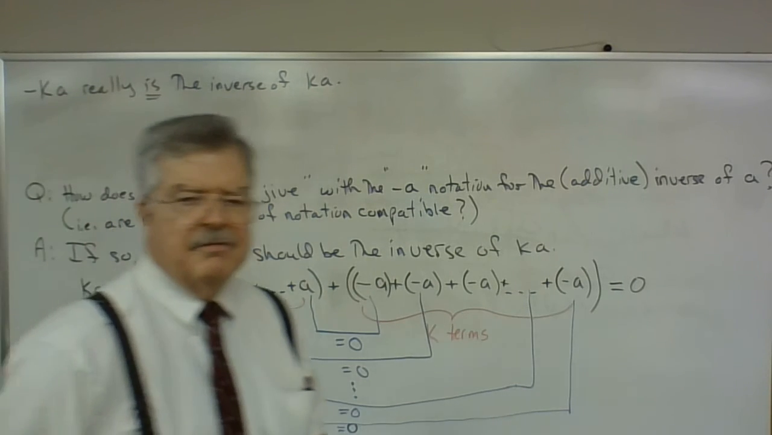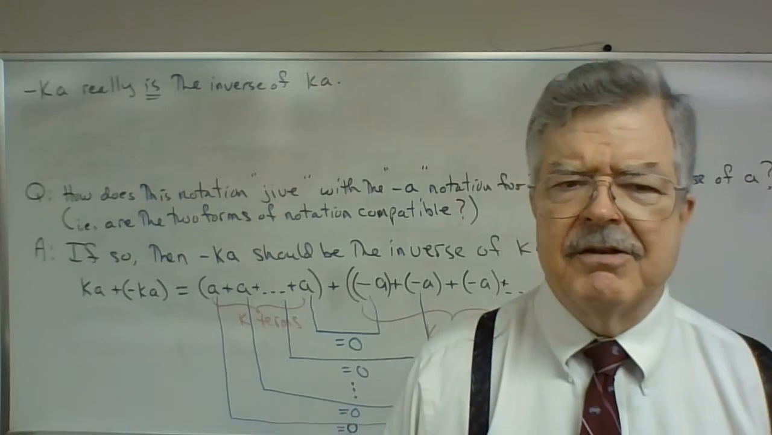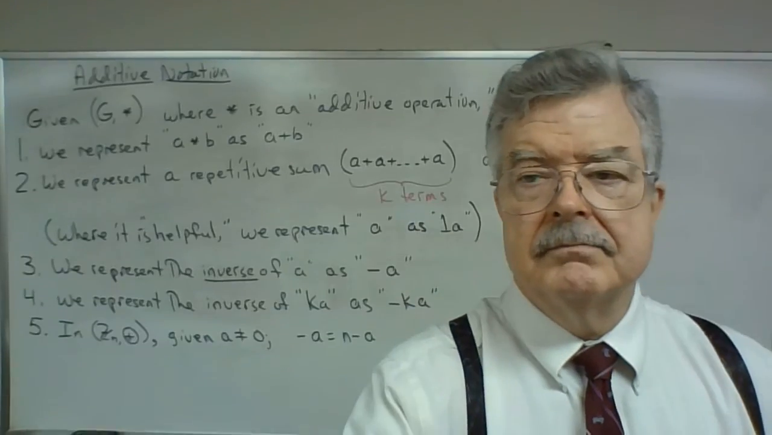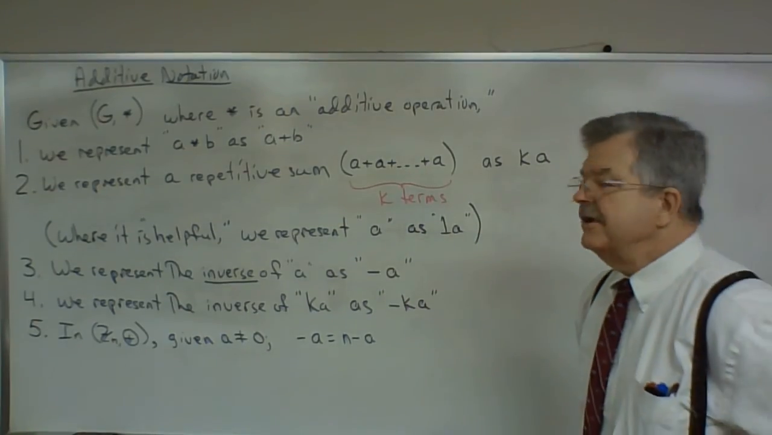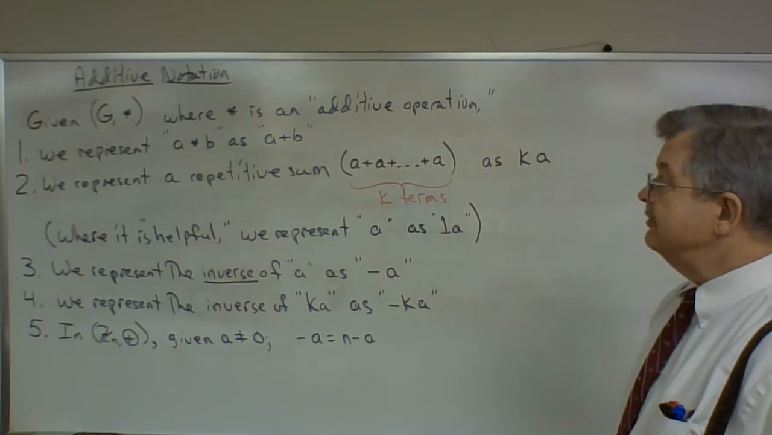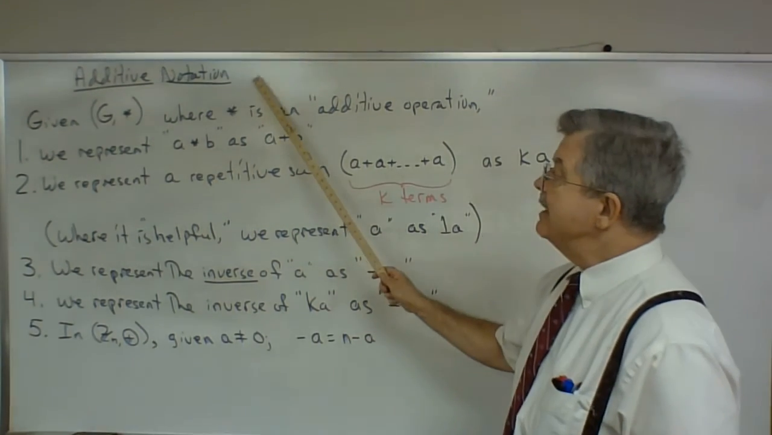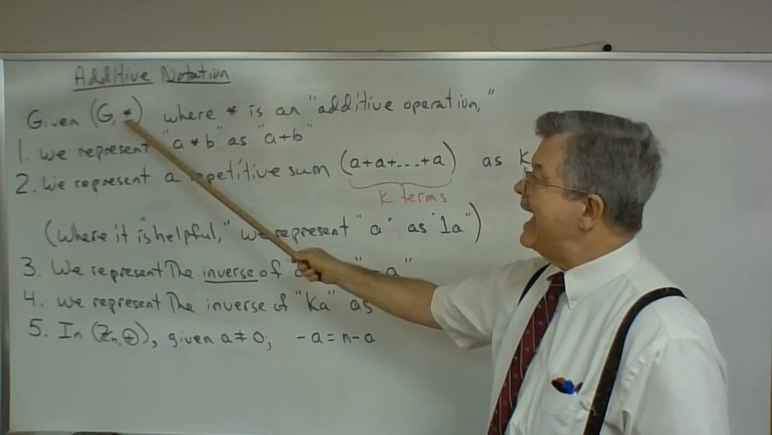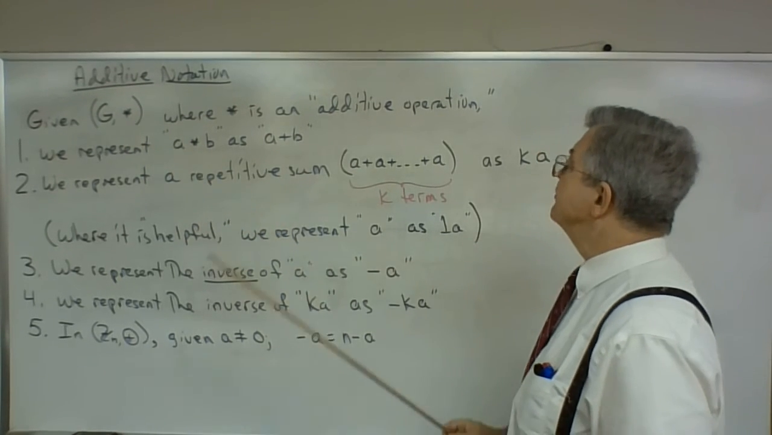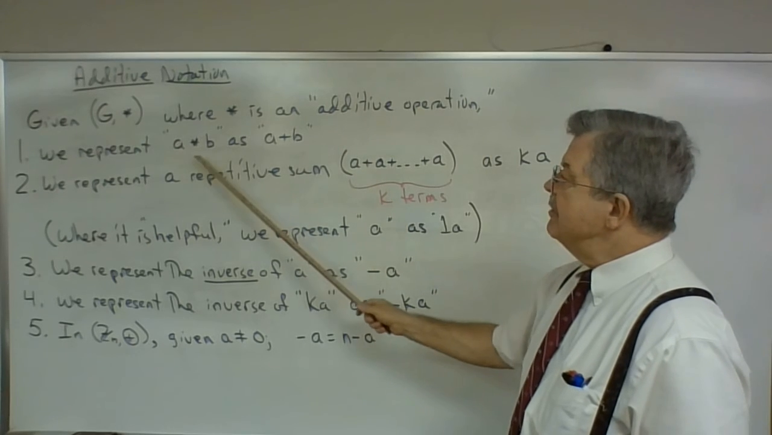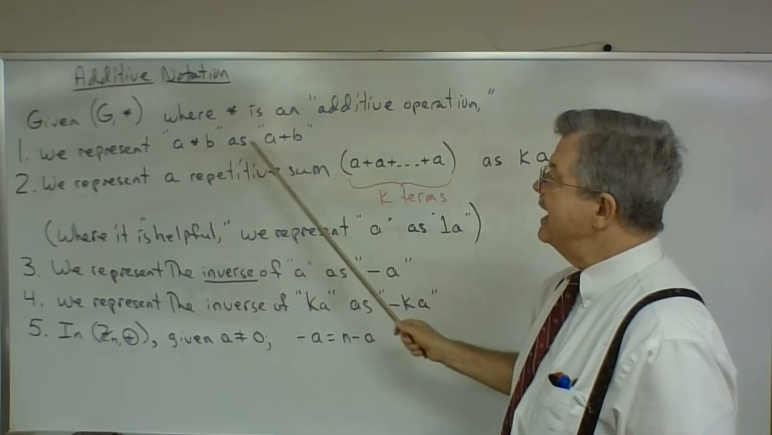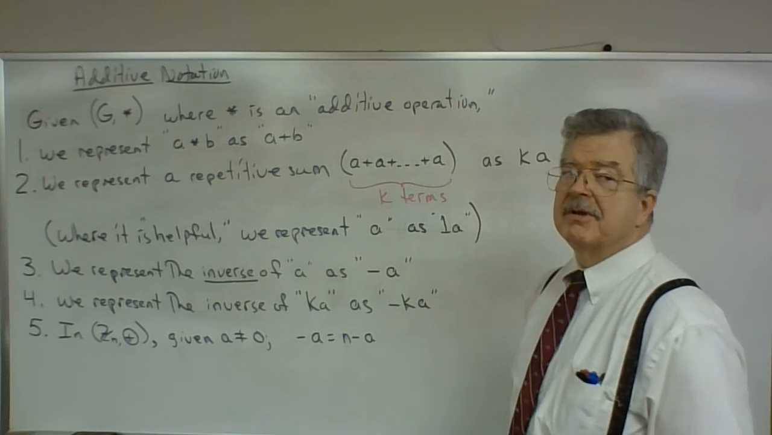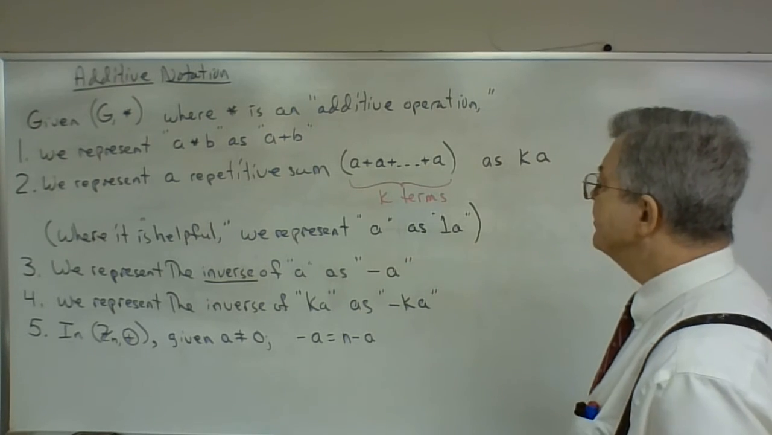So let's do a review of additive notation. Here's a brief synopsis of what we've just done. With additive notation, we have a group G and an additive operator star. And we represent A star B as A plus B. Typically, that's how we do it.